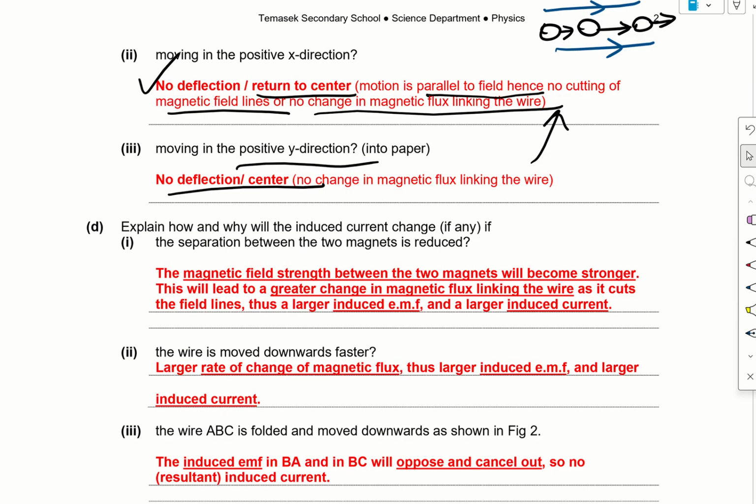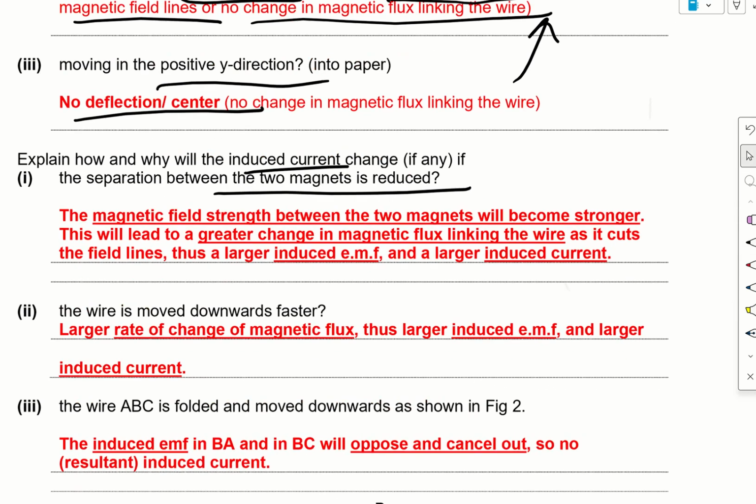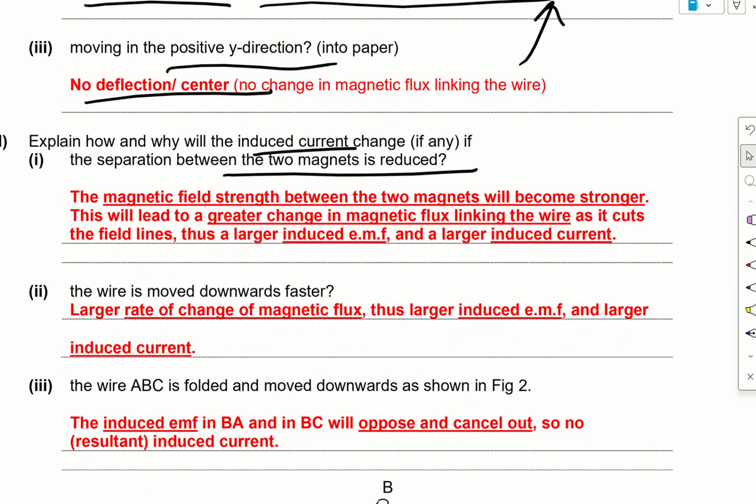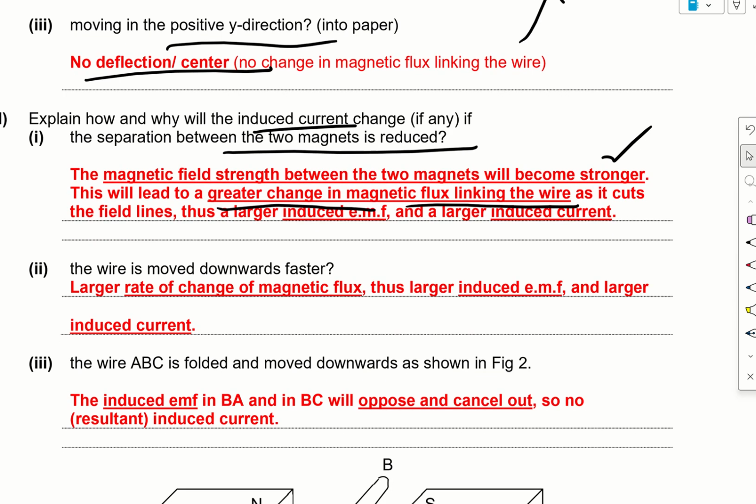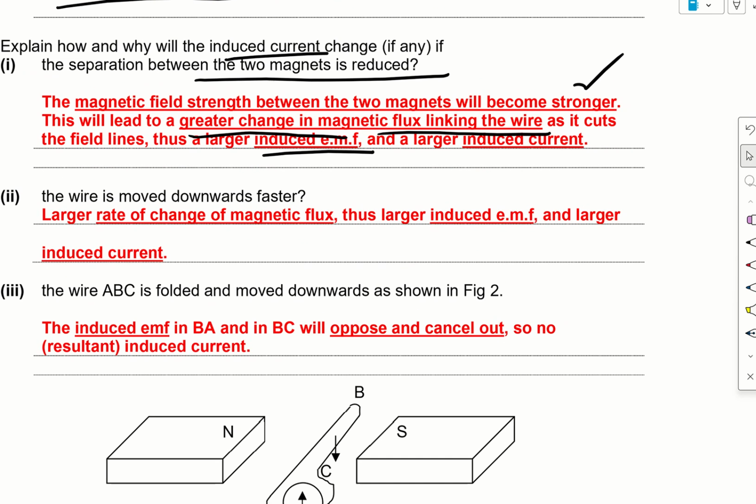Okay, explain how and why would the induced current change if the separation between the two magnets is reduced. So that means the magnetic poles are coming closer together, so there will be a stronger magnetic field strength. It will then lead to a greater change in magnetic flux linking the wire. So therefore a larger induced EMF according to Faraday's law. It is directly proportional to the rate of change. So therefore there will be a larger induced current. That means the galvanometer will actually deflect to the left or to the right with a larger magnitude.